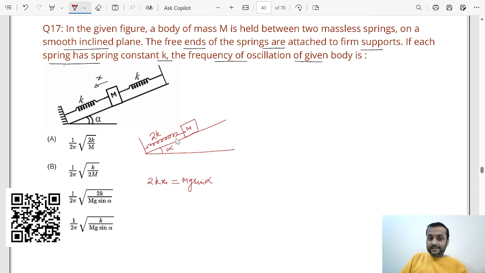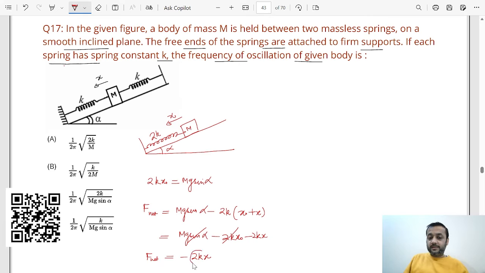Now let us say the spring has a compression of x naught as of now. Now let us say we compress the block further by x. So what is the net force? If you compress the block further by x, the net force will be mg sine alpha downward minus the new spring force. Now the new spring force will be 2k into the total compression, which is x naught plus x. So we can say that this is mg sine alpha minus 2k x naught minus 2k x. And since these two values were equal, they will get cancelled and this will be minus 2k into x. This is the net force.